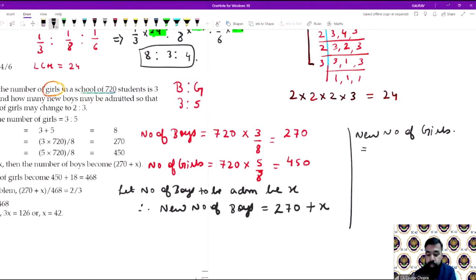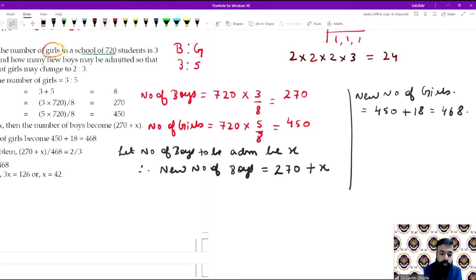The new number of girls will be, earlier there were 450 girls, now 18 are given admission. So in total there are 468 girls. Now we are given that the new ratio of boys and girls is 2:3, so we can compare them. The boys are 270 plus x, girls are 468, and their ratio is 2:3. So we can write it as 2/3.